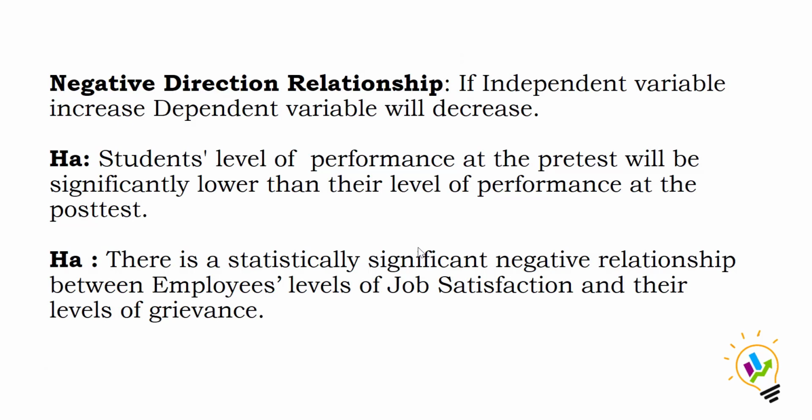In this case, if independent variable increases, dependent variable will decrease. The hypothesis is student level of performance at the pre-test will be significantly lower than the level of performance at the post-test. The other alternate hypothesis example is there is a statistical significant negative relationship between employees' level of job satisfaction and their level of grievance. If job satisfaction increases, grievance will decrease. This is negative direction relationship. So this is all about one-tail hypothesis, alternate hypothesis.